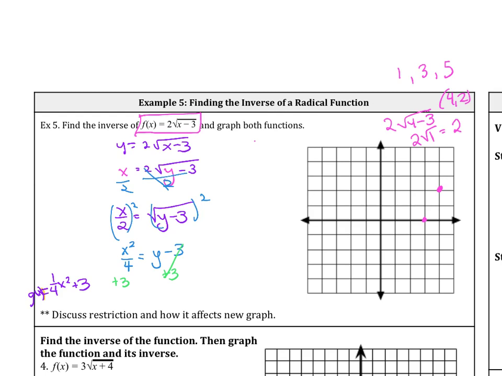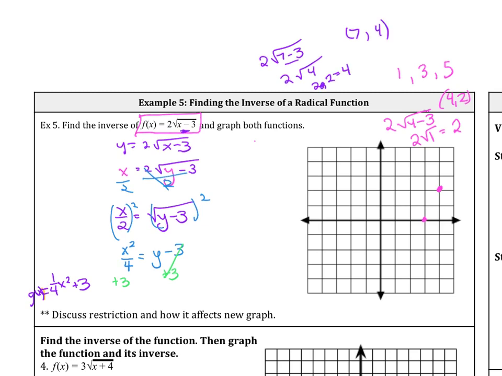Now let's do another good number. I want to get 4 inside of the square root. So in order to get 4, I need 7. So let's plug in 7. The reason why I picked 7 is so I can get a 4 inside, right? So this is 2 square root of 7 minus 3. 7 minus 3 is 4, and the square root of 4 is 2, and 2 times 2 is 4.